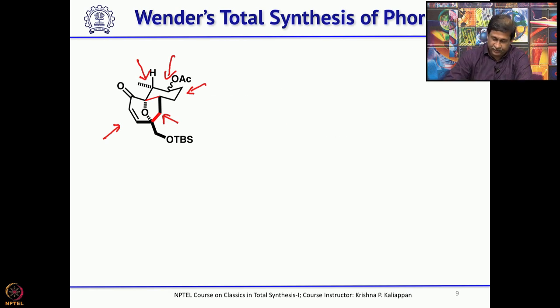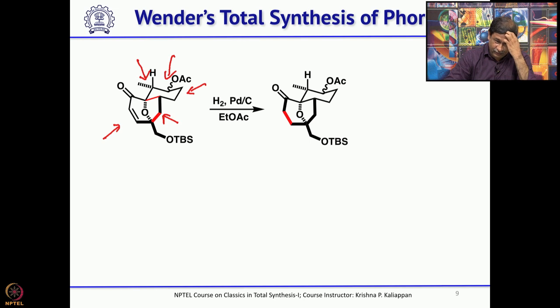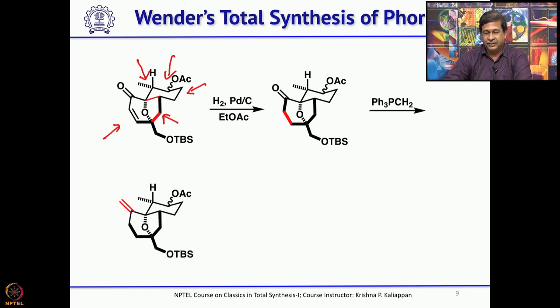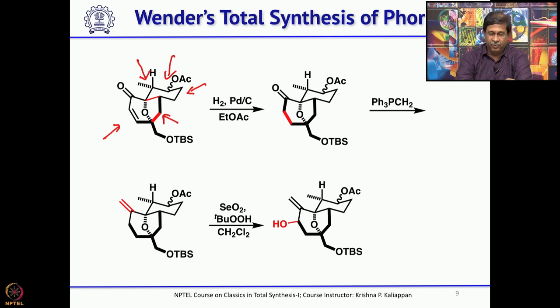Okay. So the major isomer upon hydrogenation, you can remove the double bond, then it is a simple Wittig to get the exocyclic double bond here. After getting the exocyclic double bond, when you treat with selenium dioxide, you can introduce an oxygen functionality. Okay, selenium dioxide is known to undergo allylic oxidation. So you get the corresponding allylic alcohol.